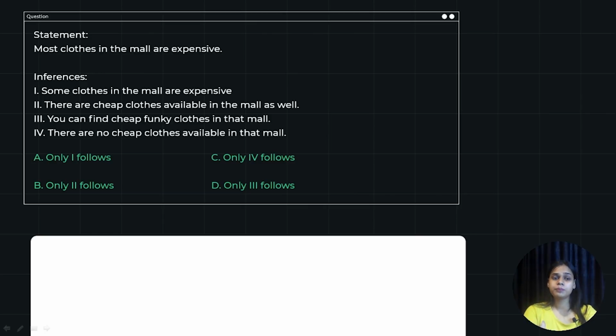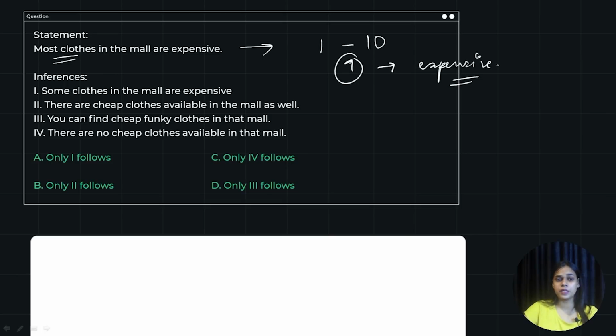All right, let's start solving the question and understand what it says. Most clothes in the malls are expensive. Okay. That means, let's say if there are 1 to 10 clothes, most, let's say 9 out of them are expensive. All right, so most clothes are expensive.